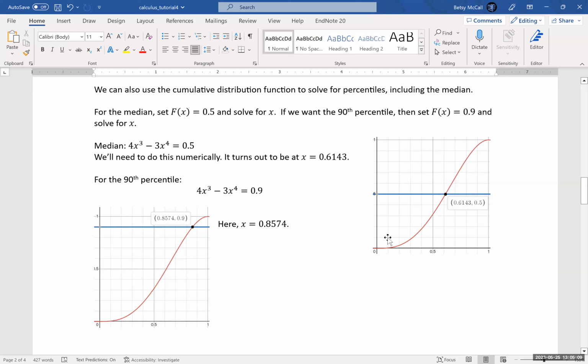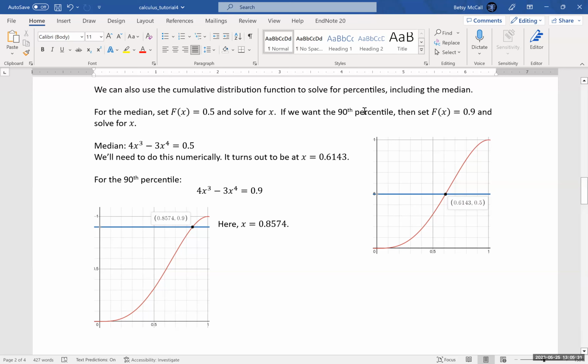That is the point at which 50% of the probability is less than that value and 50% of the probability is greater than that value. And that is somewhere between 0 and 1, so that makes sense. And it's close to the middle. This isn't a perfectly symmetric distribution, so it's not exactly at the middle, but it is close to the middle.